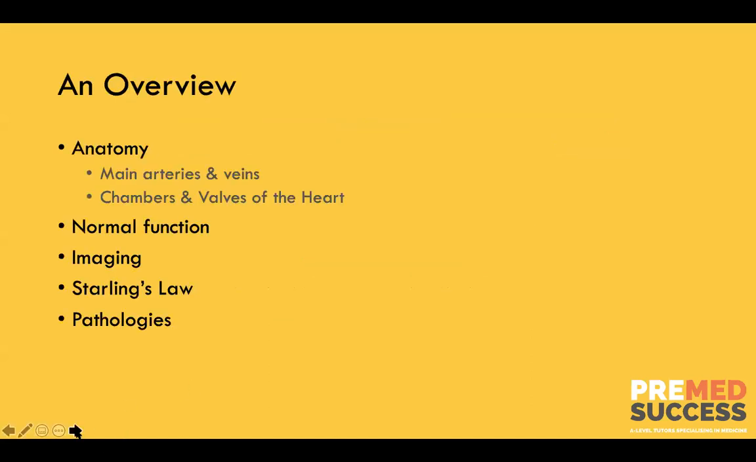There we go. This is just a quick overview of what we're going to be looking at today in the next hour or so. The anatomy of the heart, including the arteries and veins, the chambers and the valves, which are things I think you have to know for A-level. The normal function, we'll have a look at some imaging. We'll go over Starling's law, which is one of the laws that governs the action of the heart. A little bit of maths, although thankfully we won't actually be doing any maths. And then we'll have a look at pathologies, which is kind of the purpose of being a doctor, to understand pathologies and sort of know what to do about them.